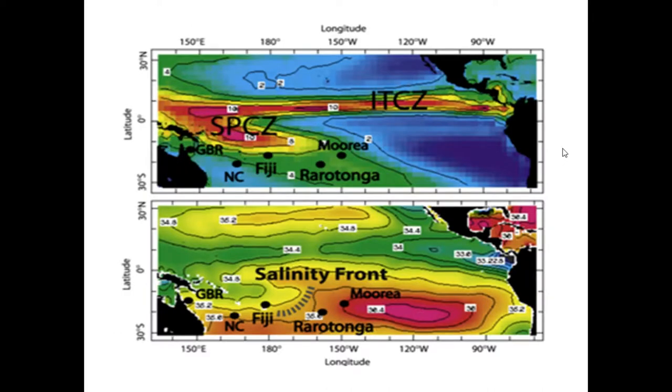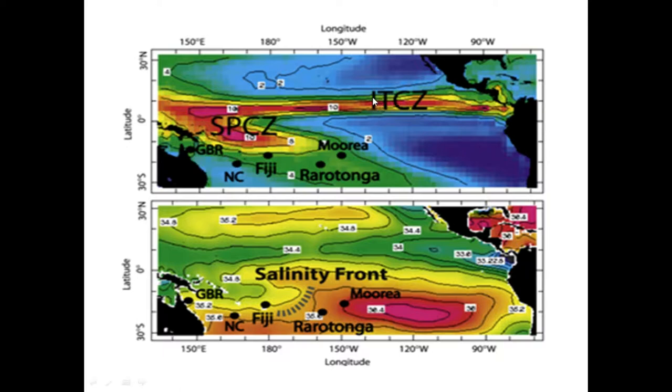So, here is the SPCZ, is Fiji, right? And here's the ITCZ. The ITCZ is in this narrow band where you see the purple and the red. Now, a convergence zone is where waters come and meet together. They kind of pile into each other. So they pile up here, which means, because of conservation of volume, it has to go elsewhere.